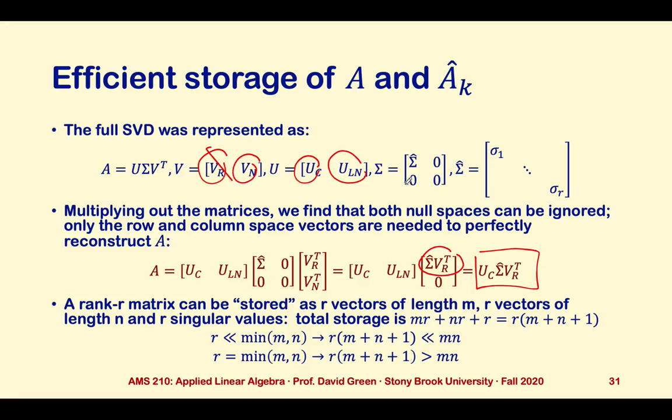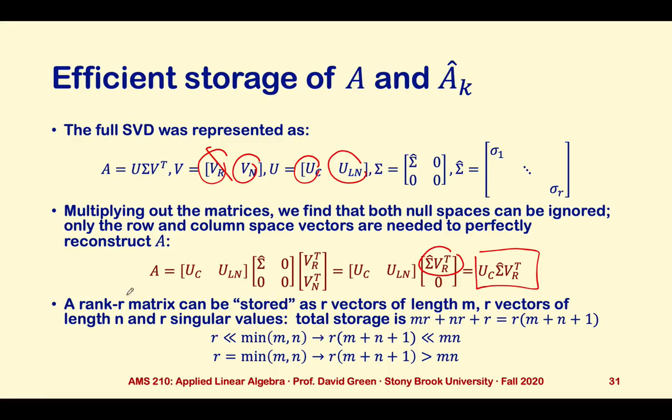We can ignore all of these 0 blocks. We can ignore the left null space. We can ignore the null space and still perfectly reconstruct A. This isn't an approximation. This is a perfect reconstruction of A, just ignoring the left and right null spaces.